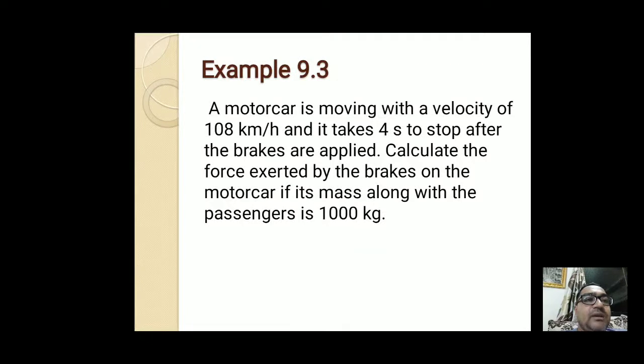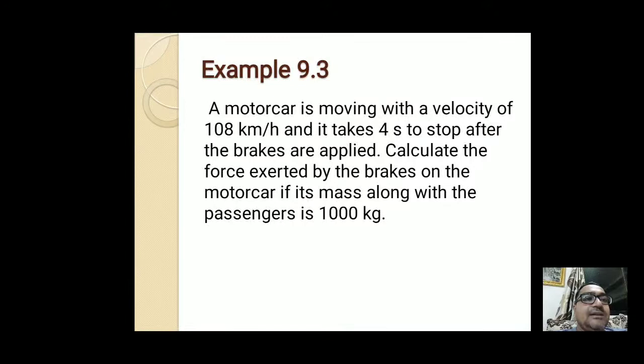one car is moving with two different velocities, means one velocity is 108 km per hour, and after the brake is applied, that is its second velocity. So when the car applies the brake, its final velocity will become 0, and for reaching that final velocity it takes 4 seconds, and the mass of the car with the passengers is 1000 kg. So these things are given here and we have to calculate the force.